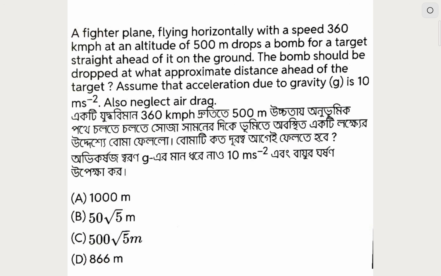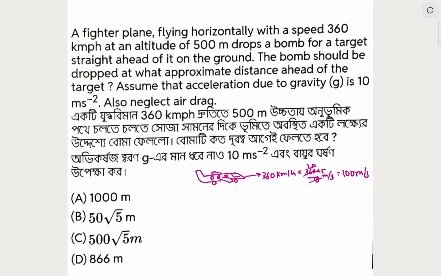Also neglect air drag. So in this question, we are given that we have a fighter plane and the plane is flying horizontally. The plane is flying horizontally with the speed 360 kilometer per hour. That is 360 into 5 by 18 meter per second. So if we do it, then it becomes 100 meter per second.